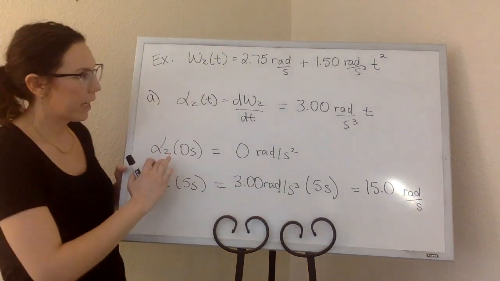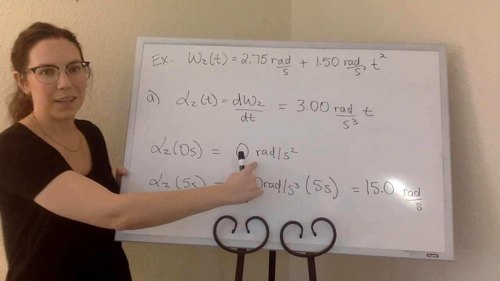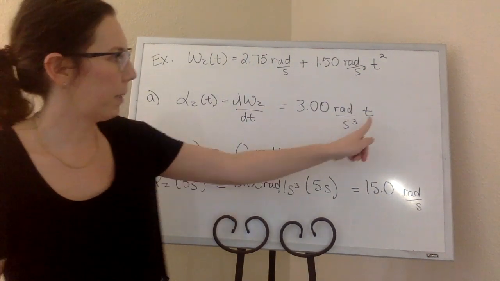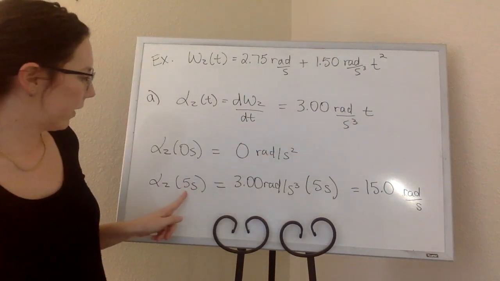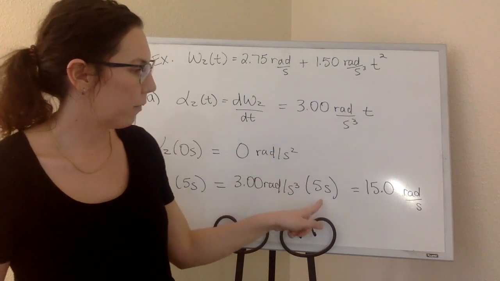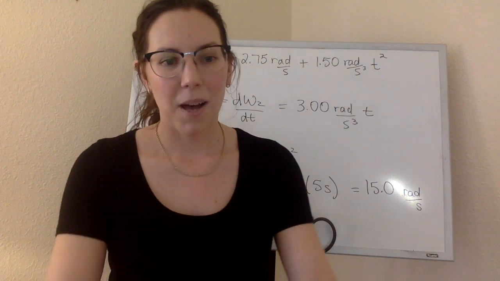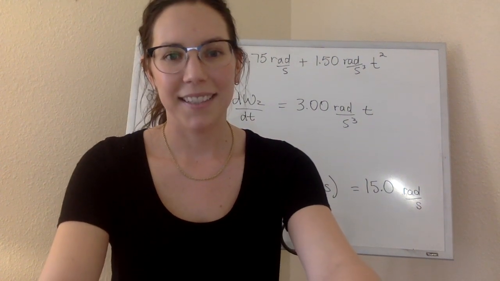Then for alpha z, we can plug in t equals 0, and we just get 0 radians per second squared because of the t. And then alpha z at 5, we're plugging in 5 seconds for t, so we have 3 times 5, so 15 radians per second squared. All right, I'll just pause so I have some space for part B.